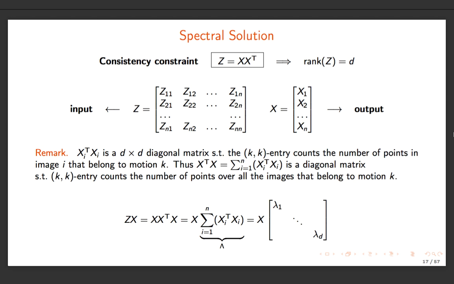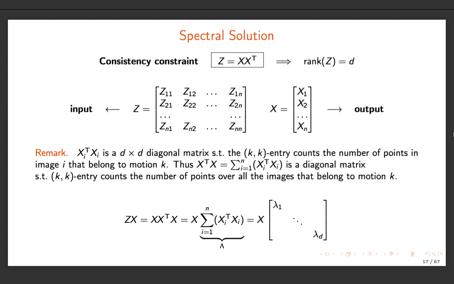Let us collect all the partial and total segmentations into block matrices Z and X, as shown in the formula. The consistency constraint can be rewritten in matrix form as Z is equal to X times X transpose, which implies that Z has rank D. Observe that the product of Xi transpose and Xi is a D times D diagonal matrix, such that the entry in position kk counts the number of points in image i that belong to motion k. Thus, X transpose X is a diagonal matrix such that the entry in position kk counts the number of points over all the images that belong to motion k.